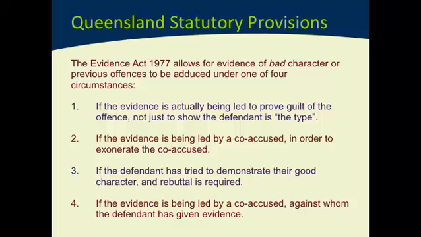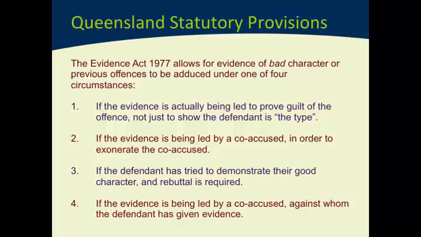Second, if evidence is being led by a co-accused in order to exonerate co-accused. So let's say you've got somebody who says, I'm not guilty of this offence because I was coerced into conducting this offence by this person in the dock next to me who's actually the real baddie. In order for them to make that defence out, they have to be able to say things about the character of the other defendant. So if you've got co-accused in a case, they can go to town on each other as far as character evidence goes. But yet again, that's not the prosecution introducing that evidence.